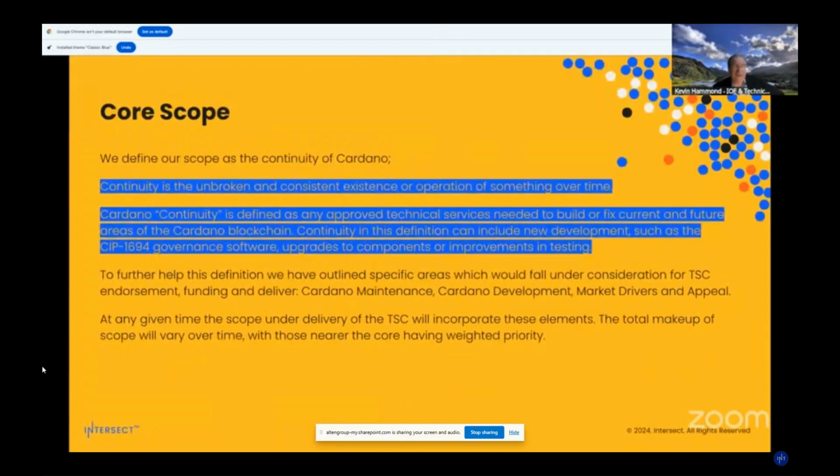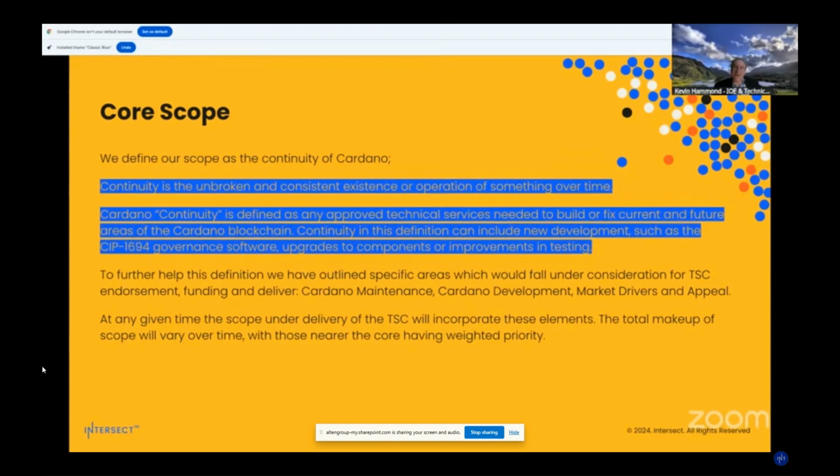So what is the scope of core infrastructure as defined within the TSC remit? We define this as being the continuity of Cardano, which is the unbroken and consistent existence or operation of something over time. And what we are defining as Cardano continuity is any approved technical services that are needed to build or fix current and future areas of Cardano blockchain. And that can include new development, such as CIP 1694 governance software, updates to components or improvements in testing, but it is narrowly scoped. It's not intended to be a fully general scope. Anything which is not within the scope defined here, the TSC would not consider to come within the core budget.